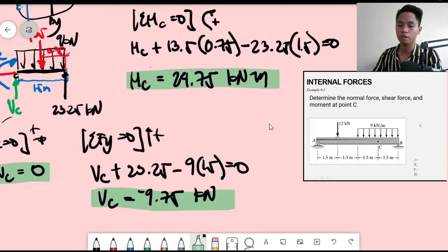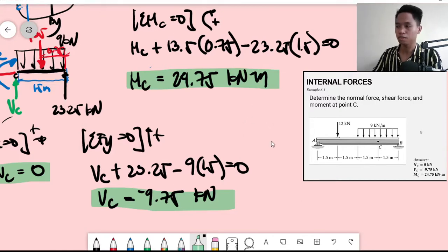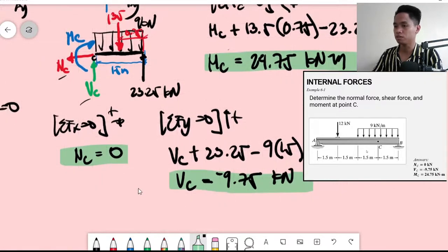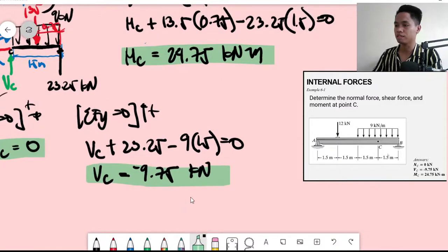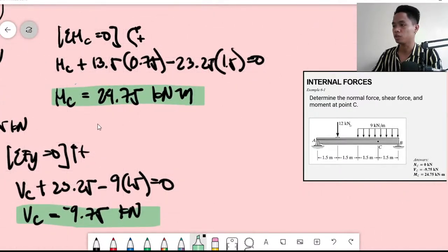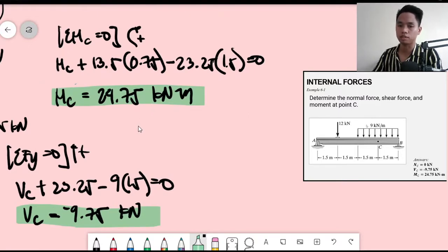So, let's compare our answer if that is correct. So, for normal, we have 0. Okay, again, kay wala man tayo X nga force diha. For shear, we have negative 9.75. And then for moment at C, we have positive 24.75 kilonewton meter. So, I guess our answer is correct. Okay?